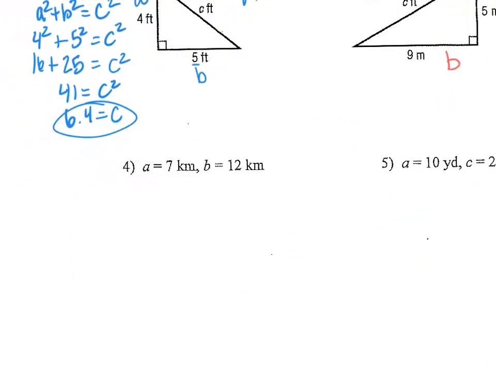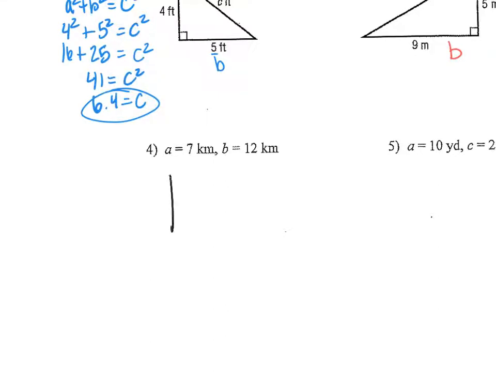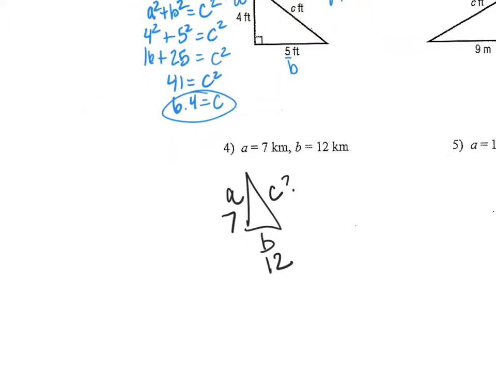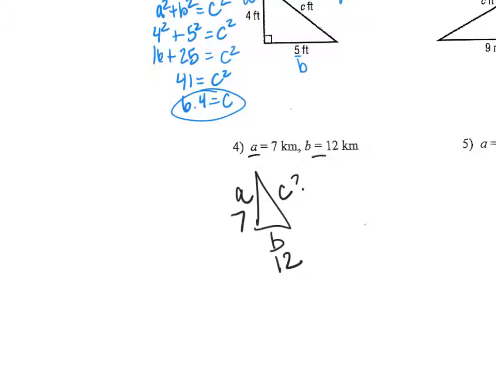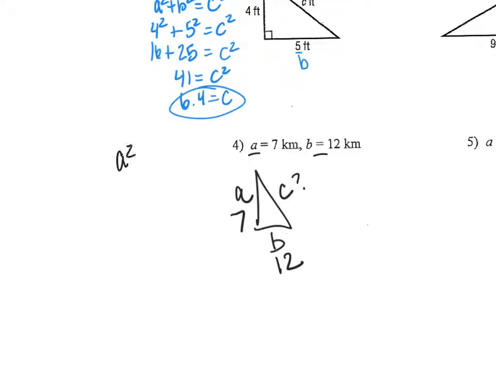Okay, down here at the bottom, they don't give us a picture, so we can draw our own. They give us A, they give us B, but we don't know C. Okay, so A is 7, B is 12, C is the hypotenuse. That's what we don't know. So since they gave us A and B, we're just going to be adding those together. So we're going to use the original formula. So 7 squared plus 12 squared equals C squared.